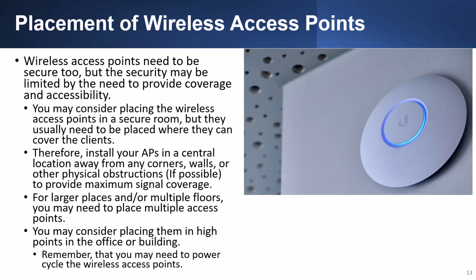Therefore, install your APs in a central location away from any corners, walls, or other physical obstructions if possible to provide maximum signal coverage. For larger places and/or multiple floors, you may need to place multiple access points. You may consider placing them in high points in the office or building. Remember that you may need to power cycle the wireless access points, so place them where you can get to them.